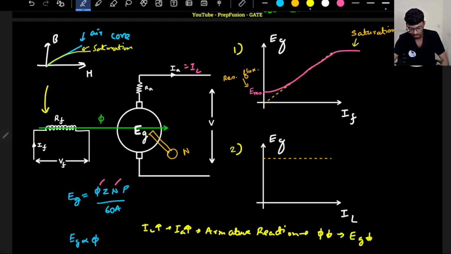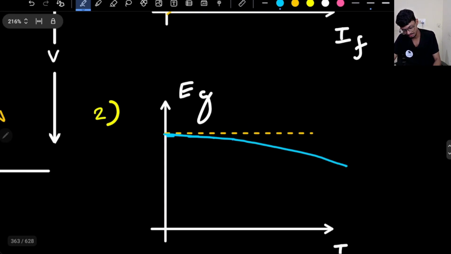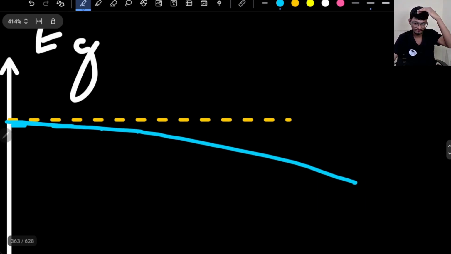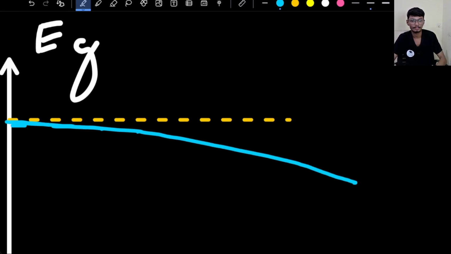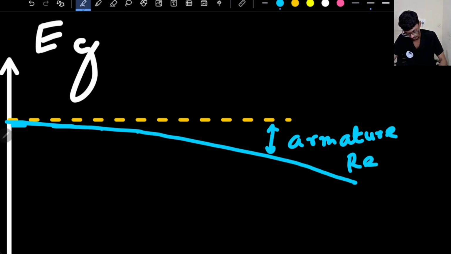Okay. So what will happen for lighter loads? You will not see this. For lighter loads, it will almost remain constant. For larger loads, what will happen? This will decrease. Now this gap is due to what? The external field characteristics comes down due to armature reaction. So this is due to the armature reaction.